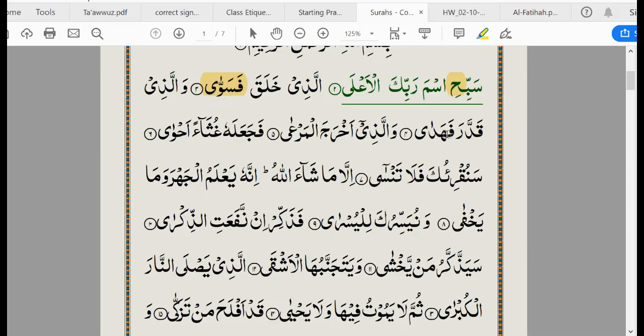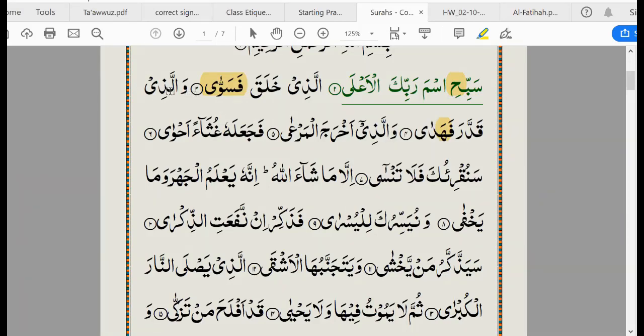And here in this verse, you prolonged the sound of ha. It's not fahada, it's fahada. Fa and ha have fatha strokes, so only 1 second long. And dal has an elongated fatha, so that will be 2 seconds long.